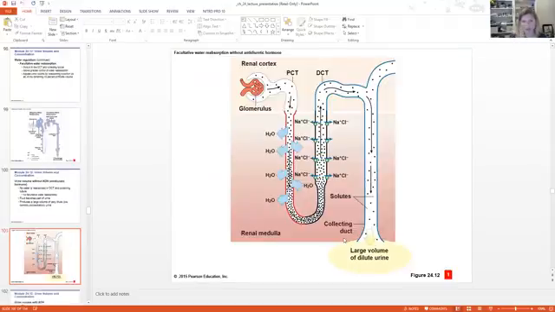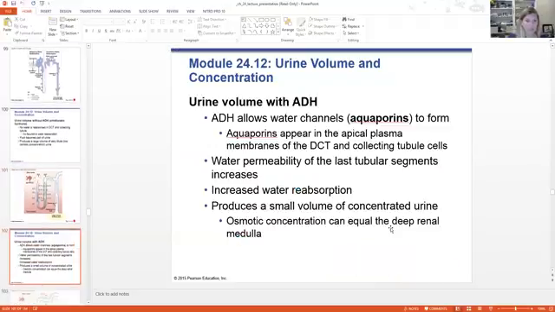So there you go. With no antidiuretic hormone, no ADH, we have water reabsorption in the PCT and in the descending limb, but not in the DCT or collecting duct. So we have this very dilute urine that's being eliminated.